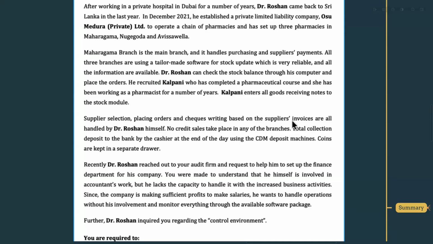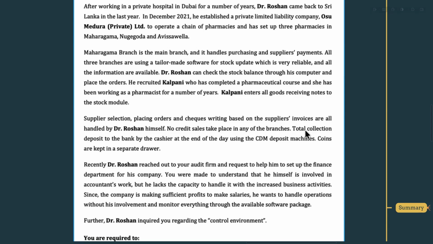That's also a problem. As well as Dr. Roshan himself, he cannot be involved, no, because he's very busy. He is the owner, so he has to appoint someone. There is a problem of segregation of duties. One person is handling everything. As well as, no credit sales take place in any of the branches.